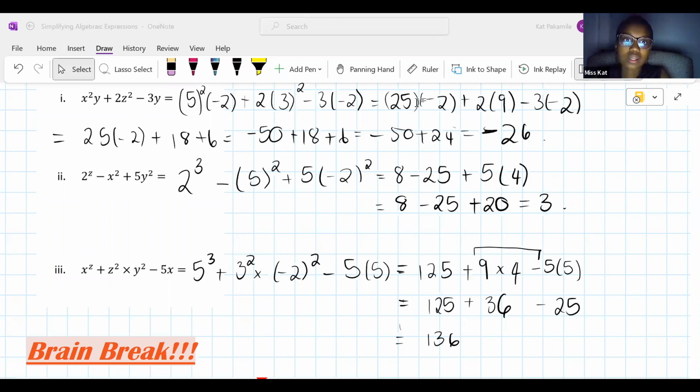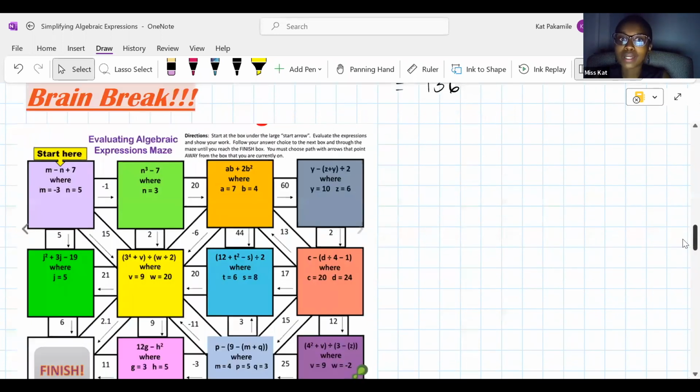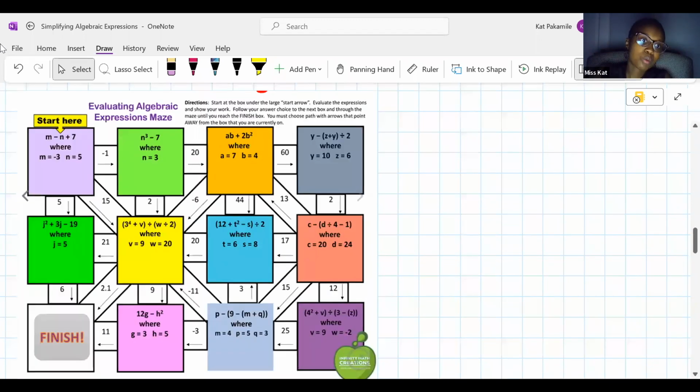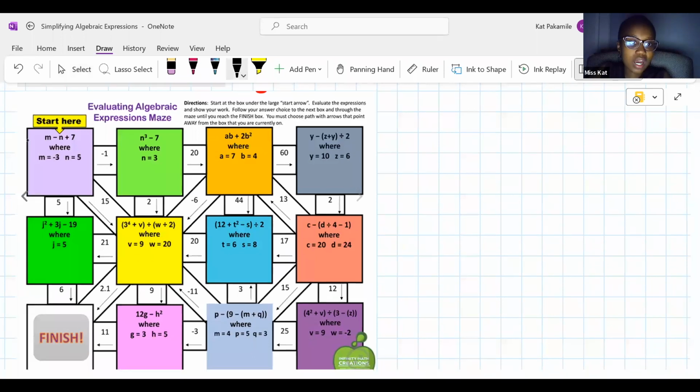I am hoping we are all with me when it comes to this. And it is time for our brain break. So today for brain break, we're going to be playing fastest fingers first. I thought it was fitting to use substitution as a brain break. Okay, so what you do is we're going to start in this purple block over here. Depending on the answer you get, you're going to be going down diagonally or to the right.